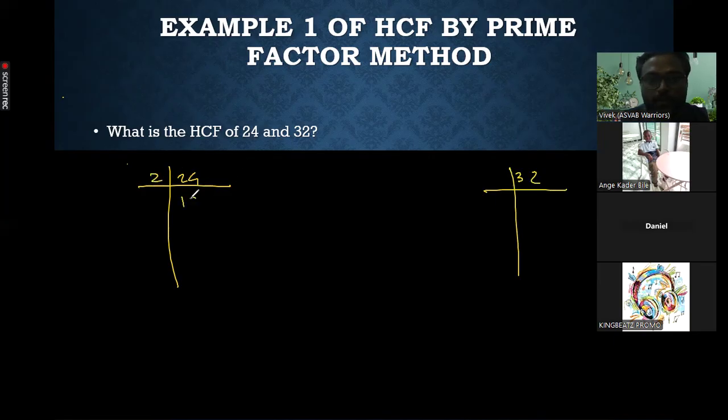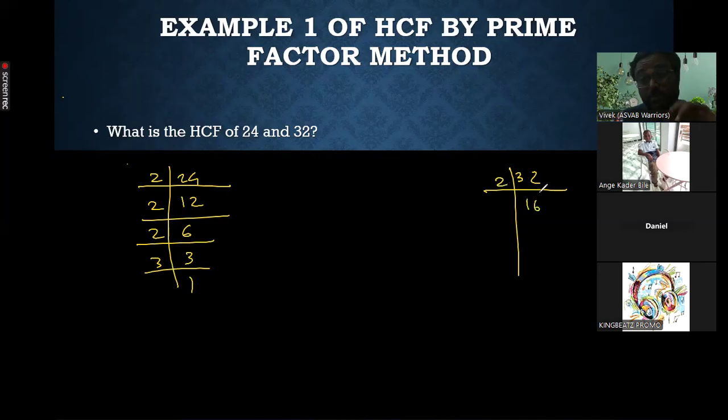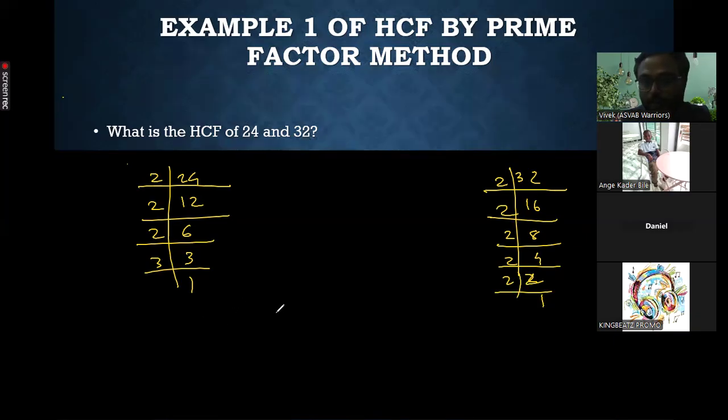24 divided by 2 is 12. 12 divided by 2 is 6. 6 divided by 2 is 3. 3 divided by 3 is 1. 32 can be divided by 2. You get 32 divided by 2 is 16. 16 divided by 2 is 8. 8 divided by 2 is 4. 4 divided by 2 is 2. 2 divided by 2 is 1. Whenever finding the HCF, highest common factor, just write down the vertical forms.